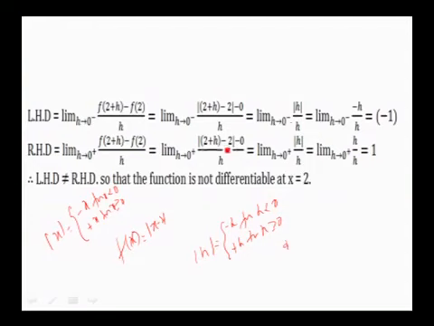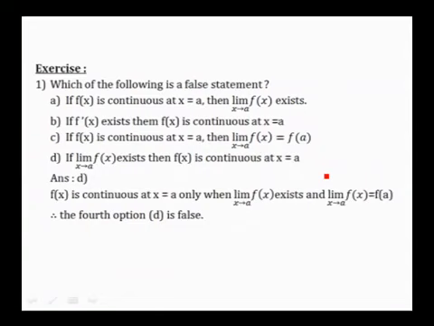But mod h by h arises here, and with 0 plus, h is greater than 0, so mod h must be replaced by plus h. So h by h is 1. So here the left hand derivative is not equal to the right hand derivative, therefore f(x) is not differentiable at x equals 2. So for any modulus function, at that particular point, for example mod x minus 3 is not differentiable at x equals 3. Mod x minus a is not differentiable at x equals a, like that.